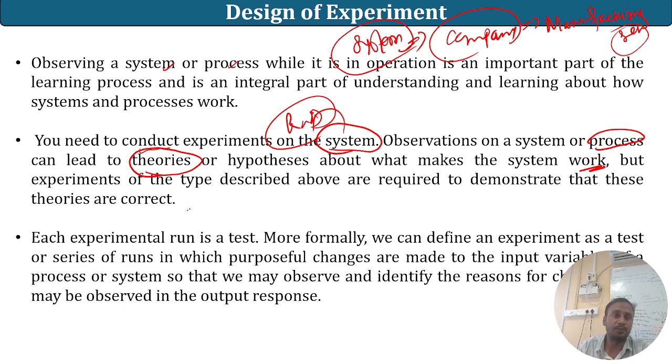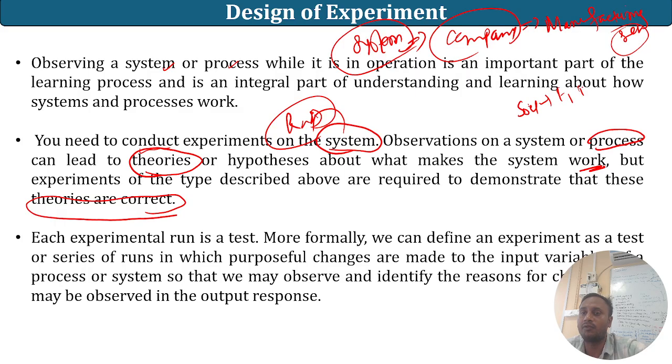But experiments of the type described above are required to demonstrate that the theories are correct. Whatever hypothesis we make, let's say I have soil, and I'm going to put fertilizer 1, fertilizer 2, fertilizer 3, fertilizer 4. We'll run four trials, and every time we do the experiments that will be the baseline. That is what we take care of as a baseline, and after that we change the composition.